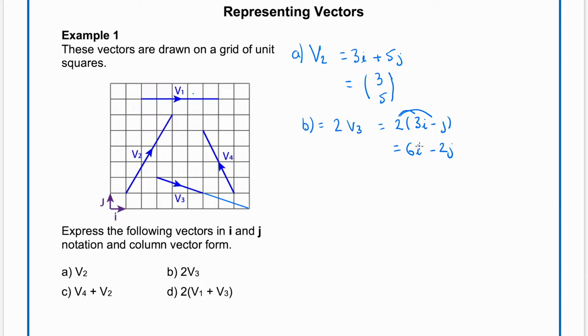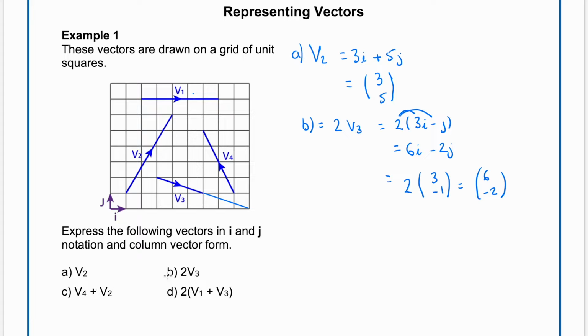Now, as we work through lots more examples like this, it's easier to write it in column vector form. I'll show you why. So we have two lots of v3, so 3 and minus 1. And this is 6 and minus 2. So again, exactly the same thing we have here, just in column vector form.